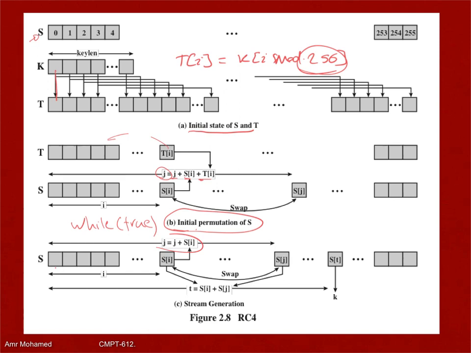257 mod 256 is what? It is 1, right? 256 mod 256 is 0. So this index J always goes between 0 and 255. Always. It cannot go beyond that. So all these operations are mod 256, always. If you don't know modular arithmetic, you need to review it thoroughly in linear algebra, because in public key cryptography it will be much more complex.